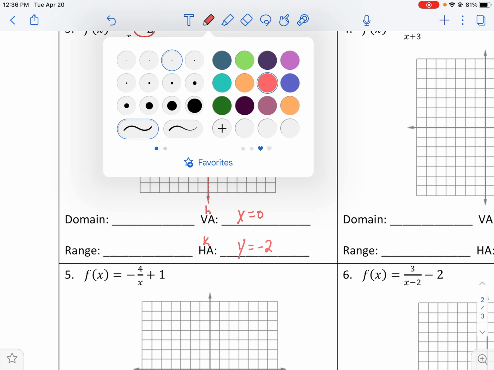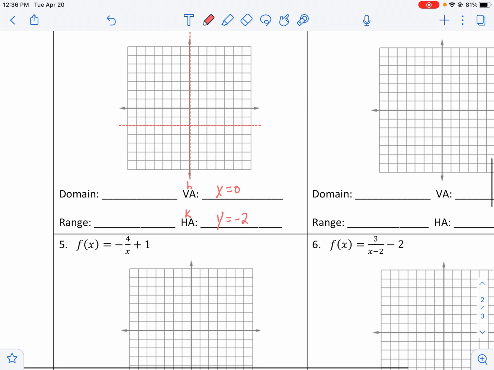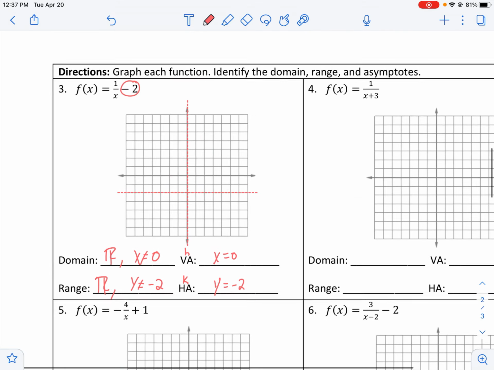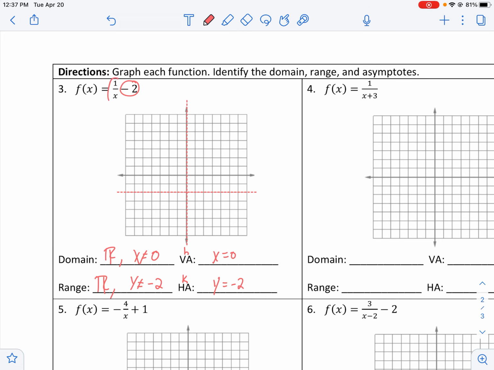From this point, I like to write the domain and range. So it's all real numbers, x cannot be 0. All real numbers y, y cannot be -2. And then we look at just the a with the x.